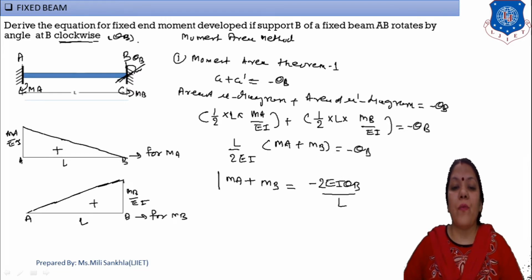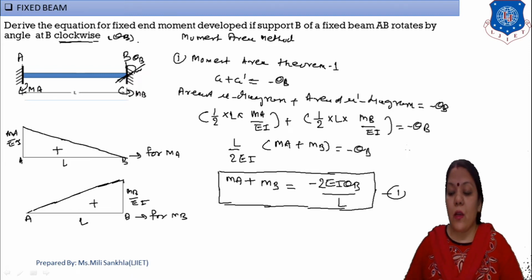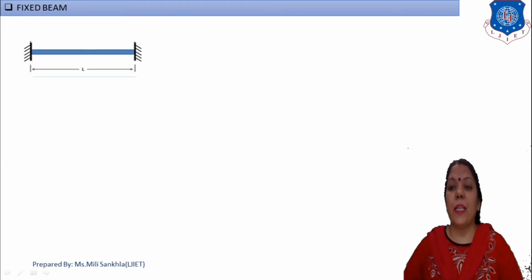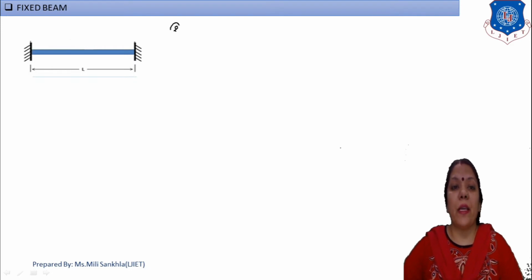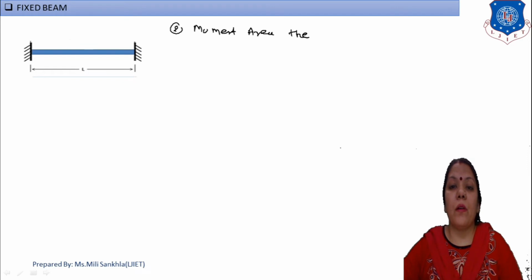This is my first equation due to moment area theorem number 1. Now here I take a second theorem, moment area theorem number 2. Moment area theorem number 2 is for deflection. But in this, first of all make a heading, then I explain you moment area theorem number 2.